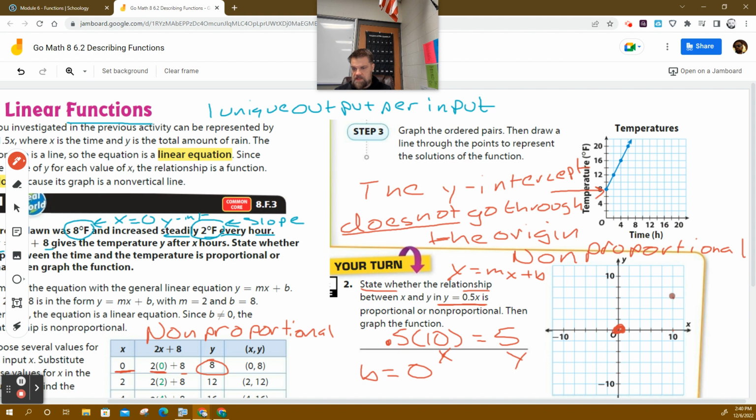So they're counting by twos. So that is the graph of y equals 0.5x. And this point right here is (10, 5). So this is proportional because it goes through the origin.